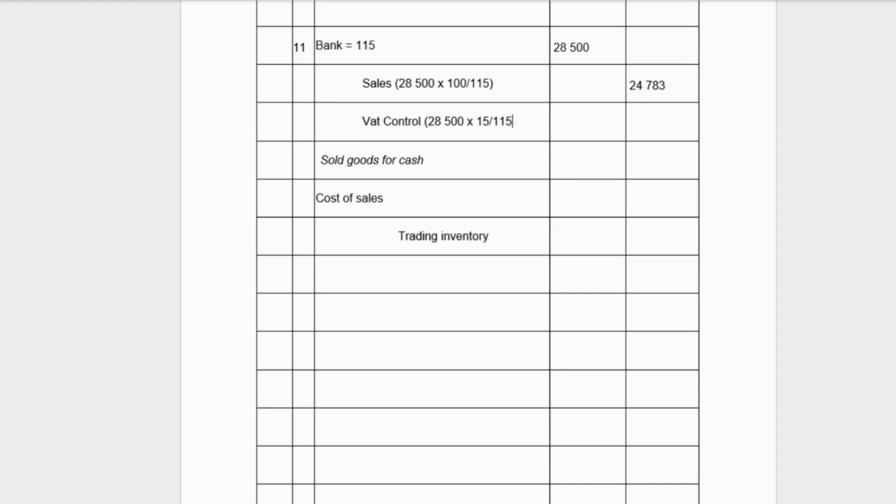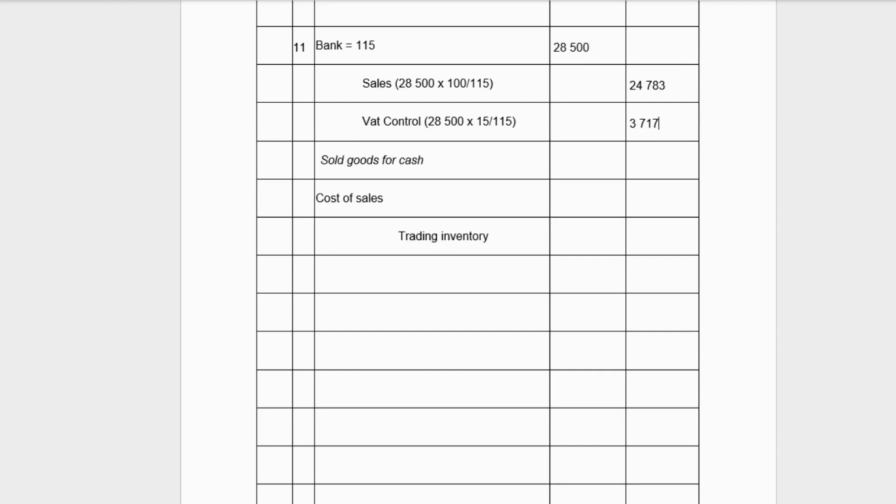So how much is your VAT right there? Amount for VAT. How much is your amount for VAT? Quickly put that on your calculator. So on my calculator, I get 3,717. That is my VAT control. So I am done recording this transaction the correct way.